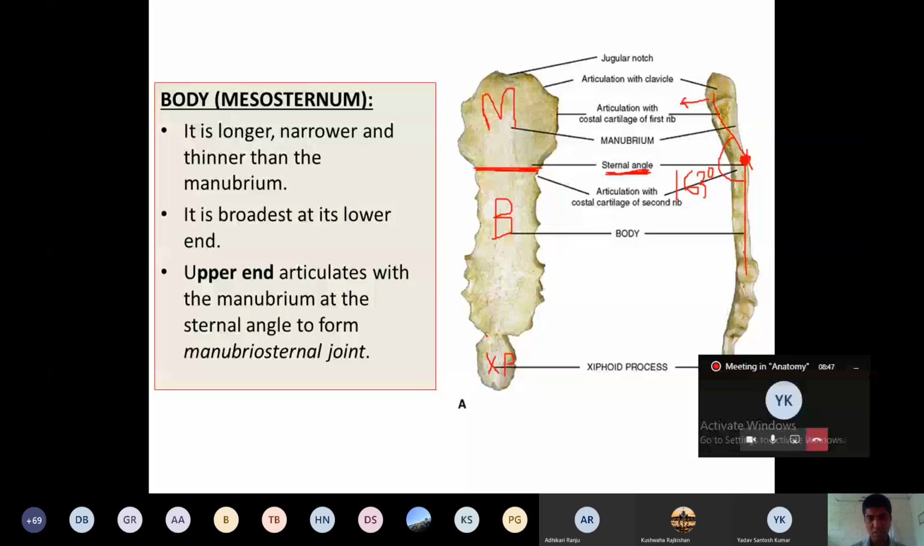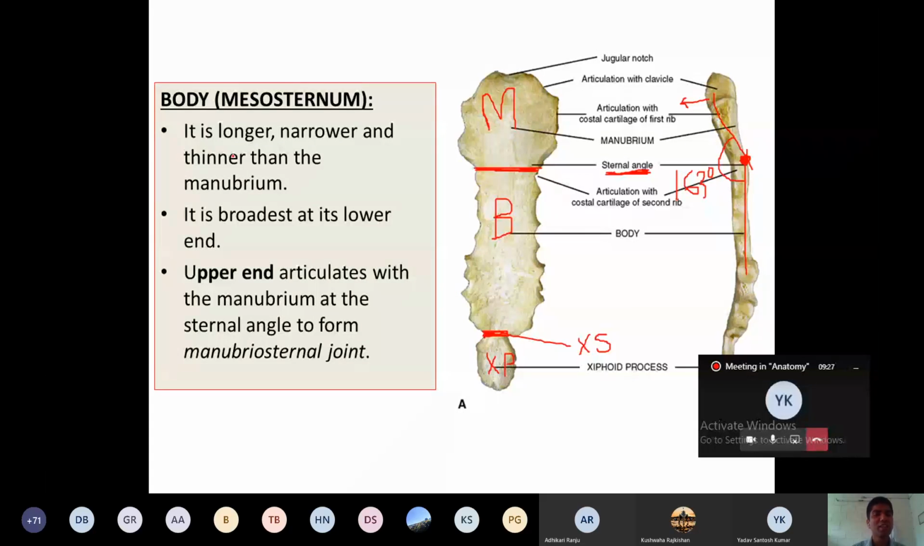The body lies till another joint. See, this one is the joint. Between the body of the sternum and the xiphoid process of the sternum, this joint is known as the xiphisternal joint. The lower joint, where I am drawing a red line, is the xiphisternal joint. Its name is given in the PowerPoint. So the body extends from the manubriosternal joint till the xiphisternal joint, or you can also say from the sternal angle till the xiphisternal joint. This part is the body.